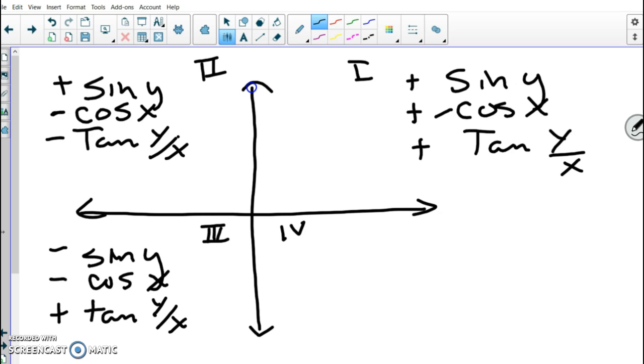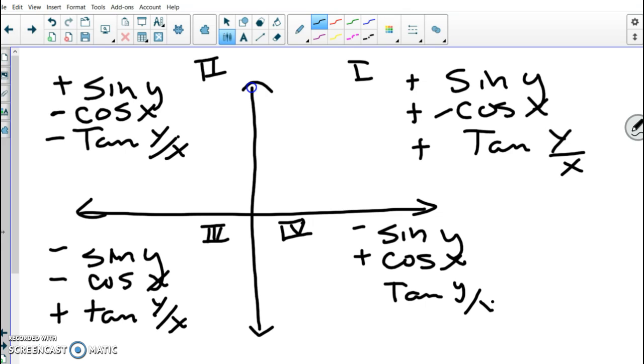And finally, in the fourth quadrant, we talk about the sine, the y value, being negative. It's below the x-axis. The cosine switches back to positive. We're on the right side of the origin. And the tangent, the ratio of those two, negative to positive.